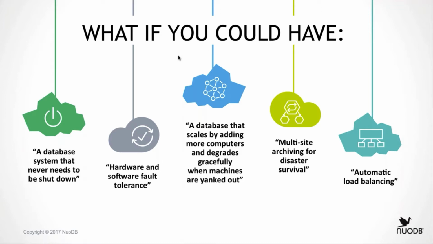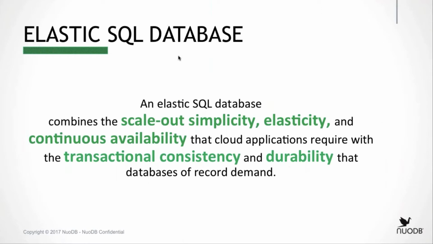A database that automatically handles archiving and fault tolerance without complex add-ons or the need to provision hardware that sits idle 99% of the time waiting for a disaster to occur. And a database that can automatically balance loads without changes to the application tier. This is what Fortune magazine referred to as the Holy Grail for database technology. This is what we call elastic SQL.